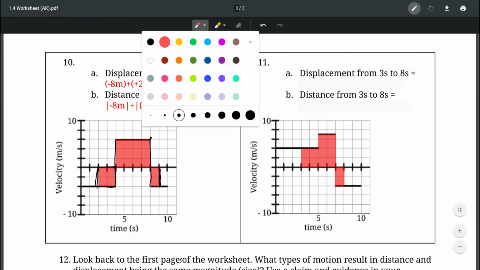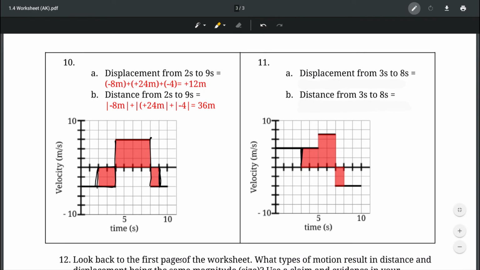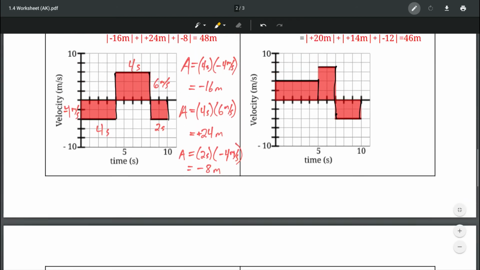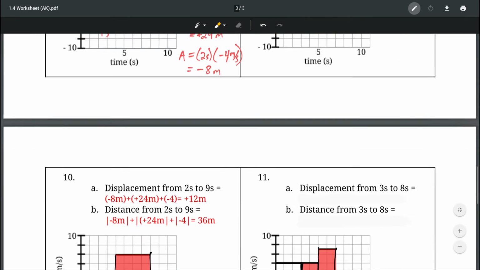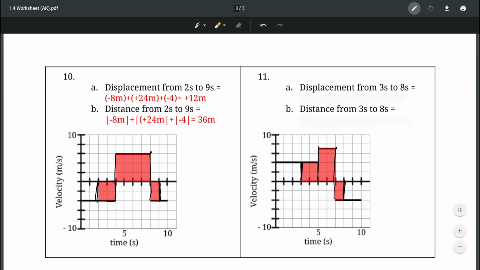And then number 11 is similar. Instead of looking from 2 seconds to 9, we're looking from 3 seconds over to 8 seconds. And so again, our rectangles on the left and right side of this graph are cut a little bit shorter than they were in question 9. And so our displacement becomes different because the area of the shaded region is also different. And we get a total displacement of +18 meters and a total distance of 26 meters.